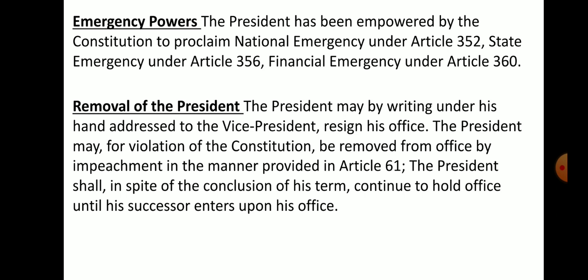Now, how to remove the president? The president may resign in writing under his hand addressed to the vice president, because he is the one next to the president. Or for violation of the Constitution, he may be removed from office by impeachment. What is impeachment? Removal of the president. This power has been given to the higher officials. The president shall, in spite of the conclusion of his term, continue to hold office until his successor enters.